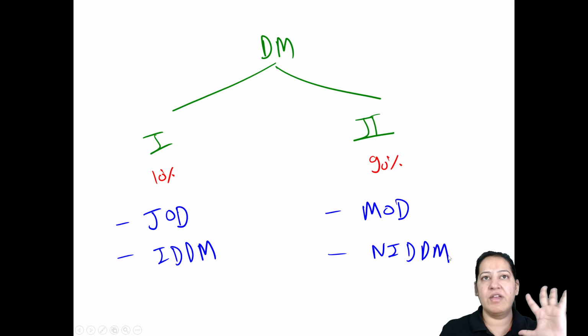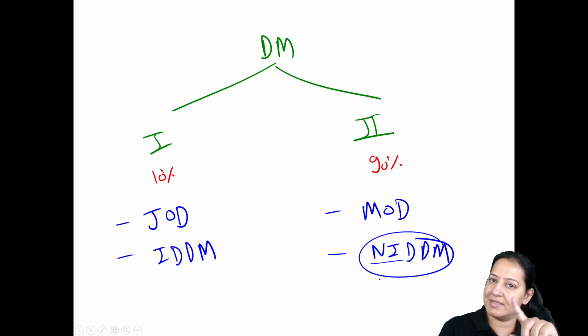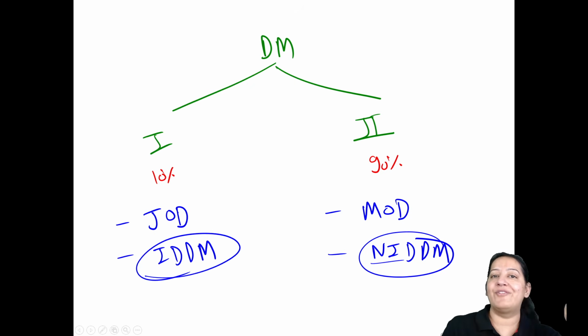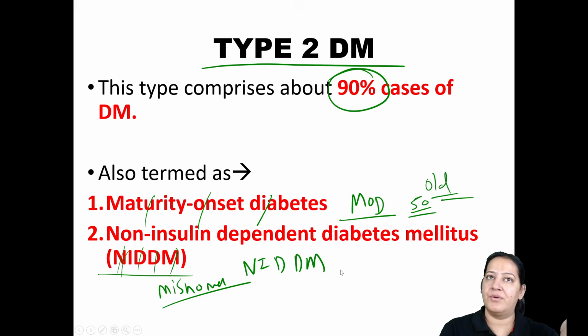Till now I have given you this. This is a misnomer. It is not that insulin is not given in the treatment. Insulin is given but as a last resort, not as the first resort. Here insulin is the only treatment. That's why it is known as insulin dependent. And juvenile and maturity is the age at which they are diagnosed, at which they occur. Right? We are done with the nomenclature of type 1 and type 2.